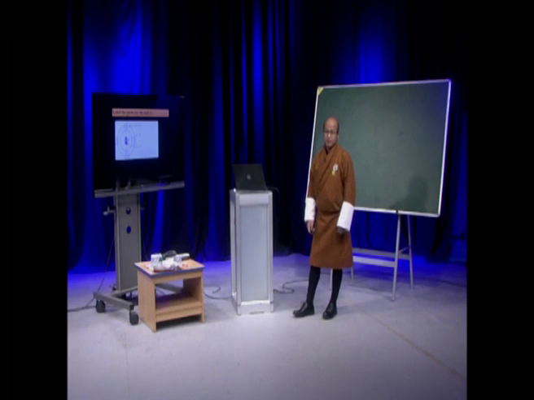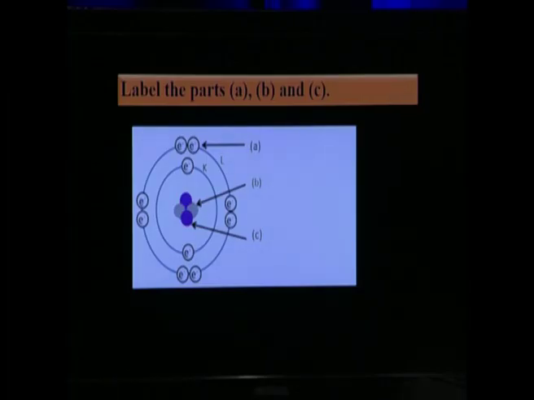Now children, let's look at this question and answer them. So what is A? Take out your pen and write it down in the paper. Hope you have completed this. So let's look at the answer. So it's electron.